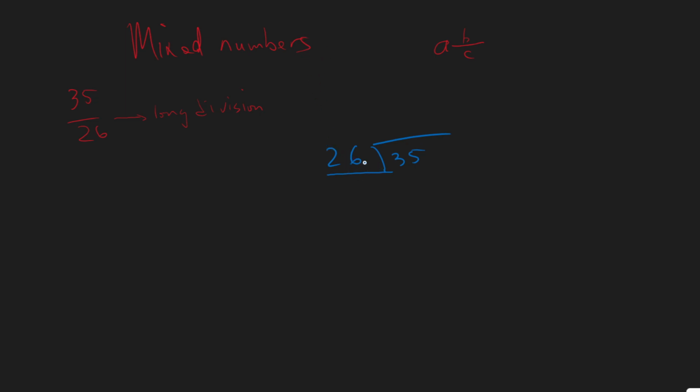So now, how many 26s do we have in 35? That's 1. So you multiply this 1 by the 26. This is multiplication. 1 times 26 is 26, and you take the 26 and put it right here. Once you put it here, you subtract. Remember when you did this in grade school? That's what we're going to do.